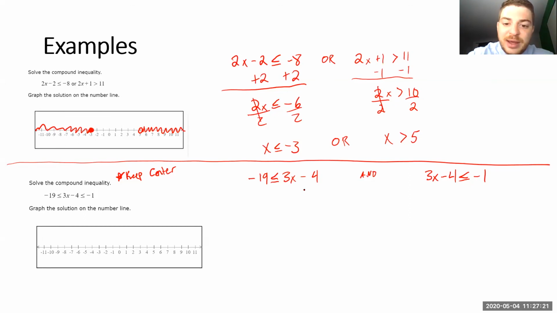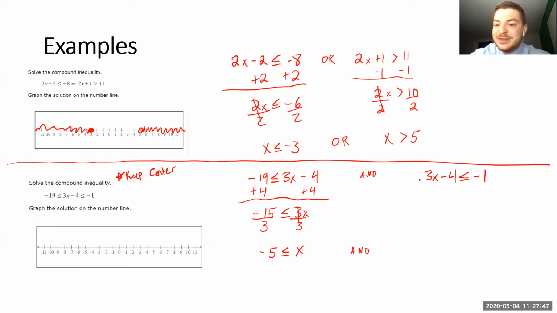So add 4, add 4. That gives us -15 is less than or equal to 3x. Dividing by 3, dividing by 3. Again, we're dividing by +3, so our sign doesn't change. We just have -5 is less than or equal to x. That's one side. Remember, this is and, then we have to solve this other inequality.